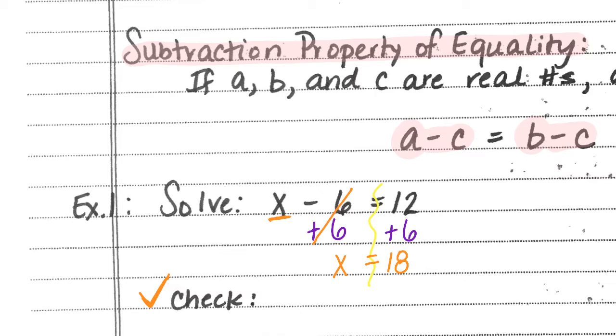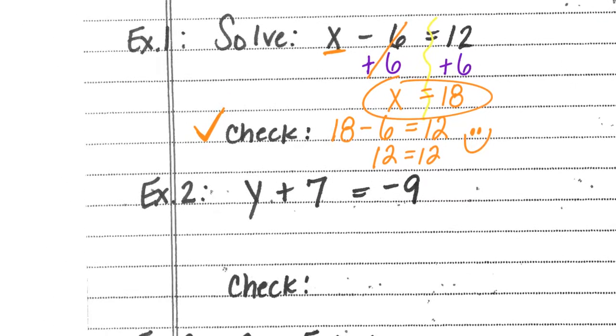So instead of putting an x, I'm going to put an 18. Is 18 minus 6 equal to 12? Yes, 12 is equal to 12, so this one checks nicely through. Notice we used addition there.